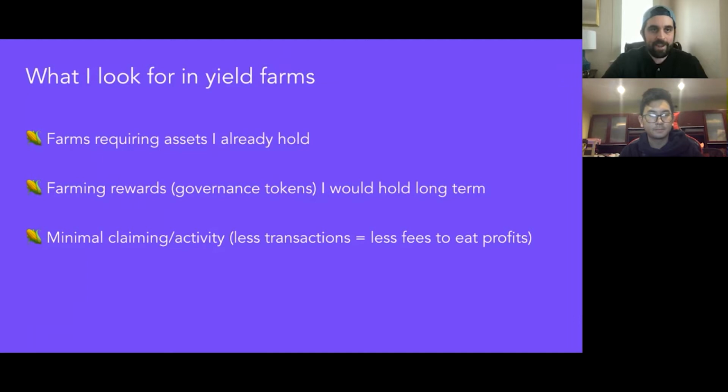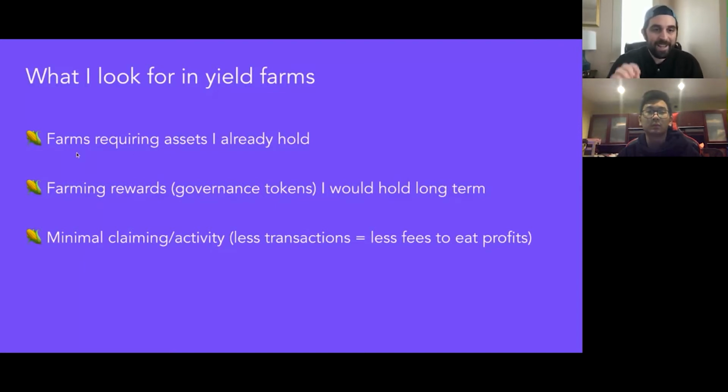Yep. All right, excellent. So here's what I look for in yield farms before we talk about discovering opportunities. And reminder, none of this is financial advice, but this is how I personally approach looking for yield farming programs that should suit my tolerance of risk.